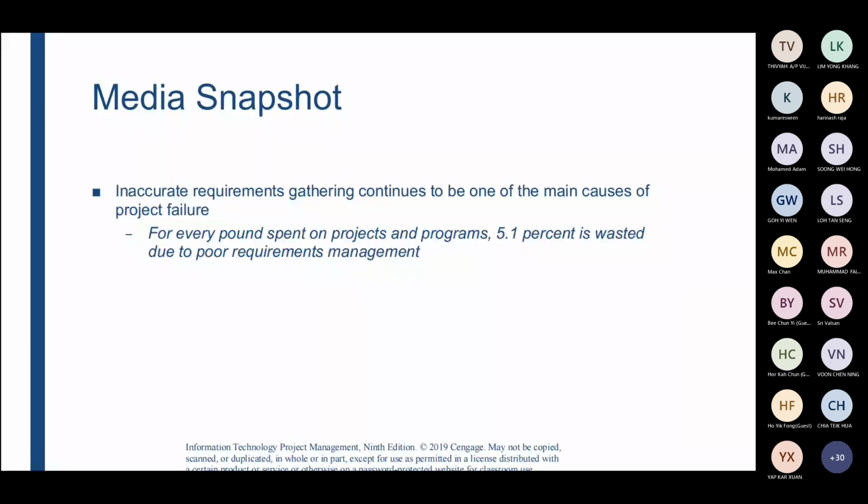For example, there is a statement that for every pound spent on projects and programs, 5.1% is wasted due to poor requirement management. So requirement management for your project, or even for your coursework right now for this particular subject, is very important. That is the reason why, when you form your group, you discuss among your group members again and again to make sure your requirements are correct. It's also good to check with your supervisors during your tutorial sessions: are your requirements almost complete, or did you miss out any requirement?